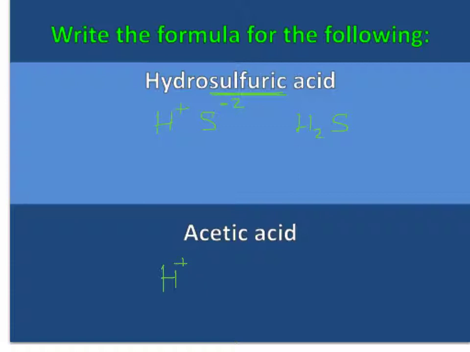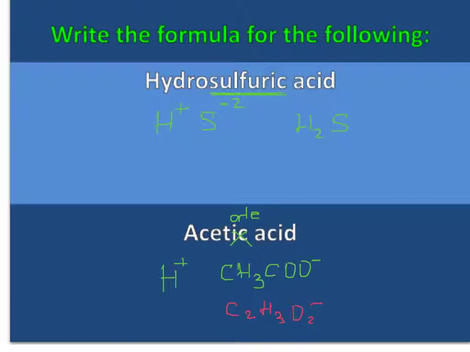Acetic acid, we start with H+. And since we don't have the prefix hydro, that tells us it's polyatomic. So you look for your polyatomic ion acetate, drop the ic, and add back ate. That's how we know it's acetate. And acetate is CH3COO minus, or you may see it written as C2H3O2 minus. So either way you will see it like that.